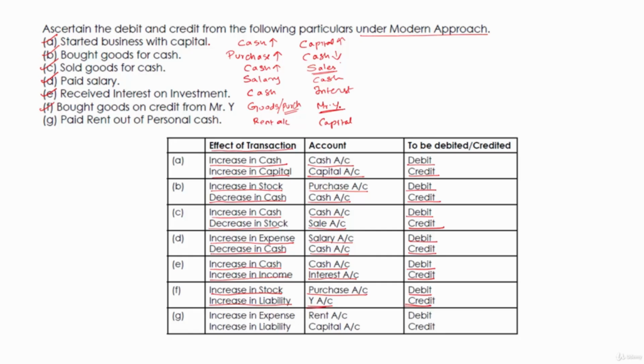Ideally, the business should have paid that rent from its cash, but instead you are paying, so it means you have contributed capital to the business, right? So the increase in expense, rent, will be debited, and there is a corresponding increase in liability for the business because they have borrowed from the owner in the name of capital, and it will be credited.